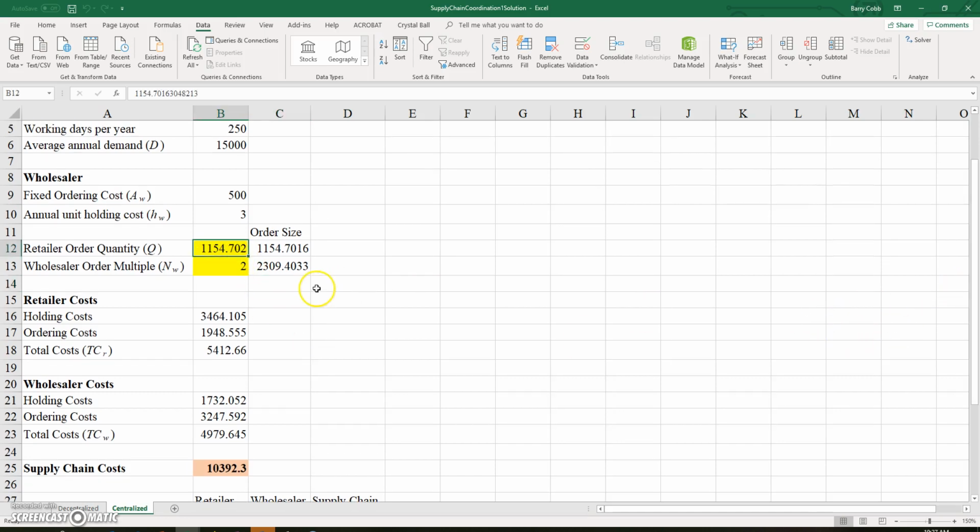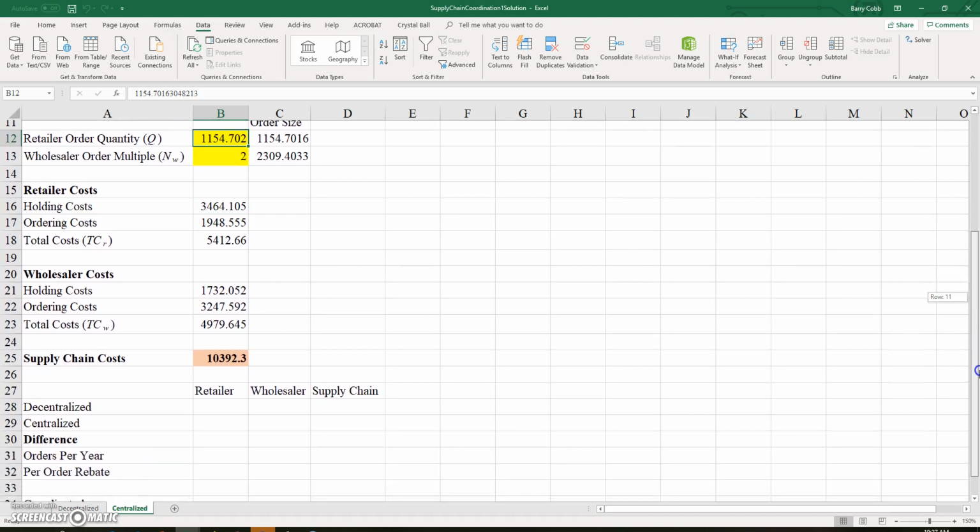The best retailer order quantity in the centralized mode is larger at 1155 units, and the wholesaler order multiple is smaller at 2, as compared to the decentralized case.